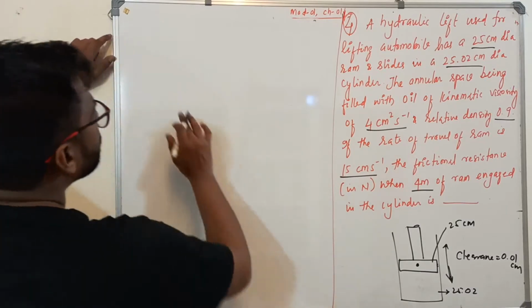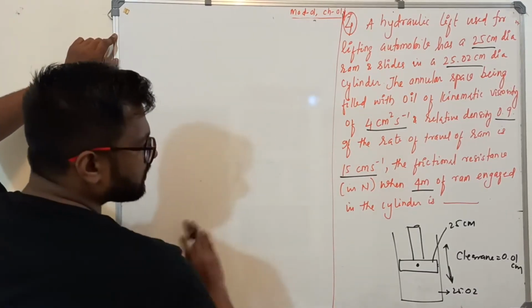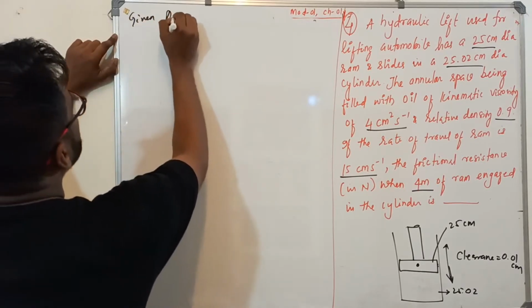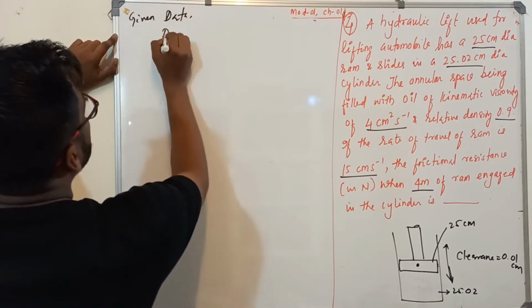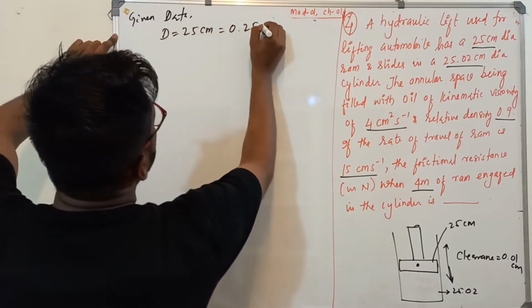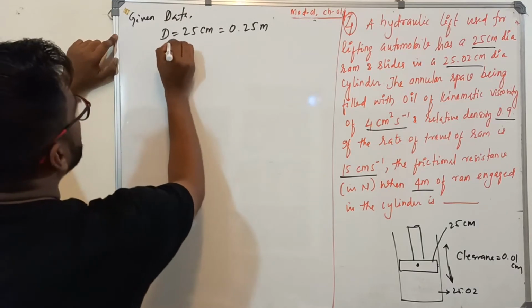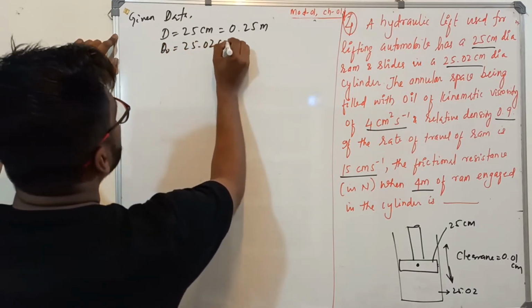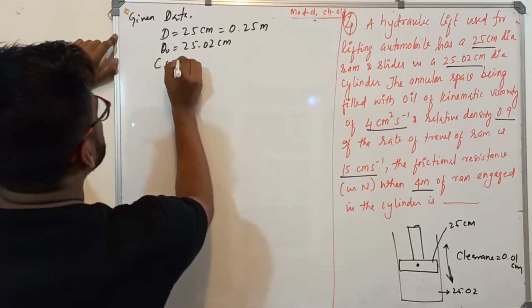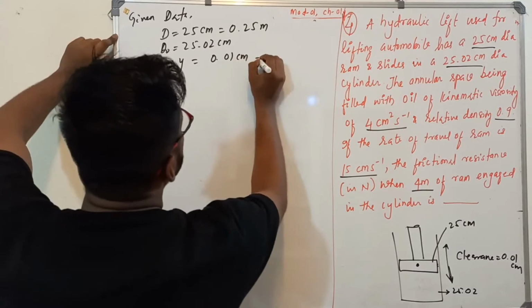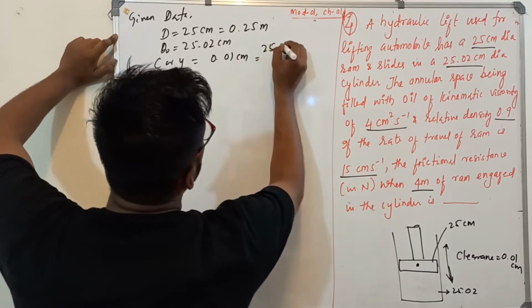Simply, you go for, again this problem is from Newton's law of viscosity. First you write what? Your given data. What is the diameter? Sir, 25 centimeter means 0.25 meter. What is your outer dia? Outer dia is 25.02 centimeter. So what is the clearance C or Y? That is 0.01 centimeter. How did we get this value?